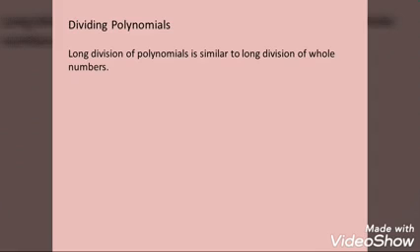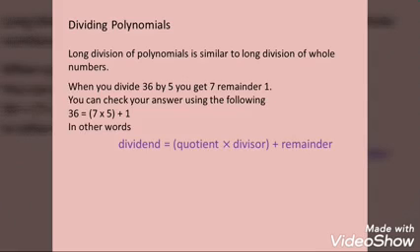Long division of polynomials is similar to long division of whole numbers. Let's take the example of when you divide 36 by 5. You get 7, remainder 1. You can check your answer using the following. 36 is equal to 7 times 5 plus 1.